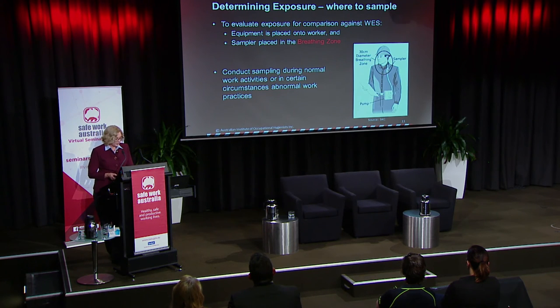To make an assessment of a worker's exposure, we really need to do it properly because it's really important. To estimate that exposure, we need to do various measurements where the sampling equipment is placed onto the worker. And that's going to sample the air they're going to be breathing in during their work shift. And this is the personal sampling. And only the results of personal sampling can be used to compare against the exposure standard. Now, in this diagram, we can see the breathing zone of the worker, where the sampler needs to be placed. We also want to do the sampling during a worker's normal work activities, or when we want to find out about exposures during abnormal work activities, like cleaning or maintenance tasks.